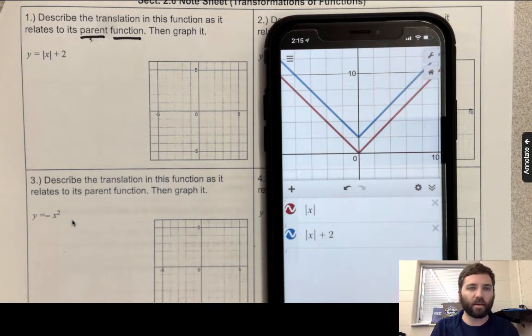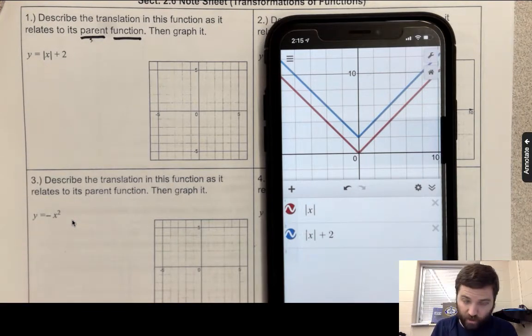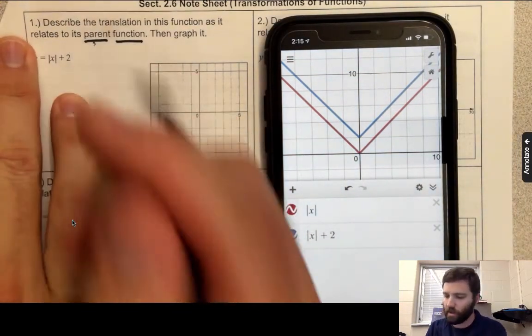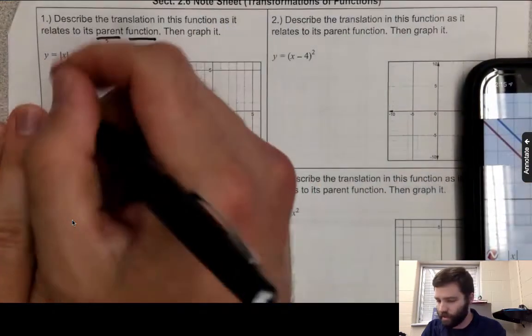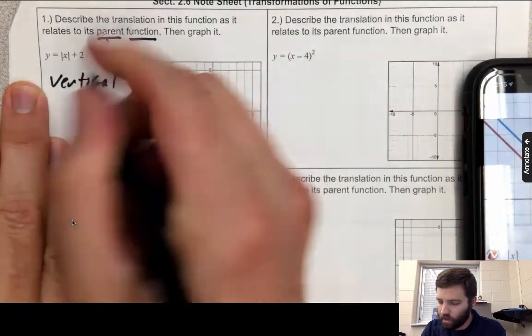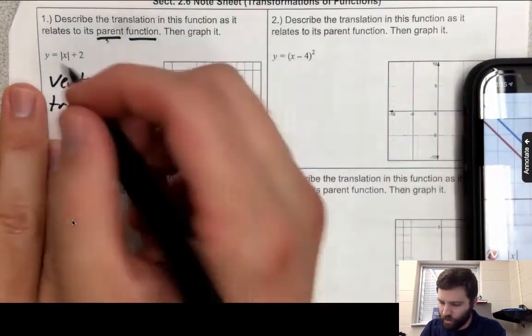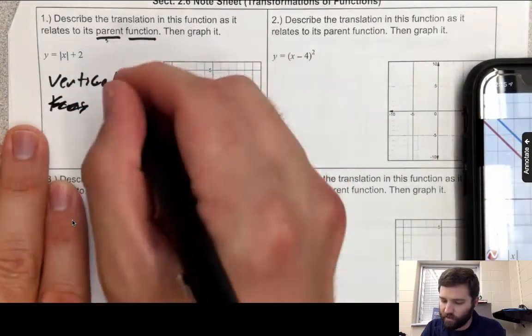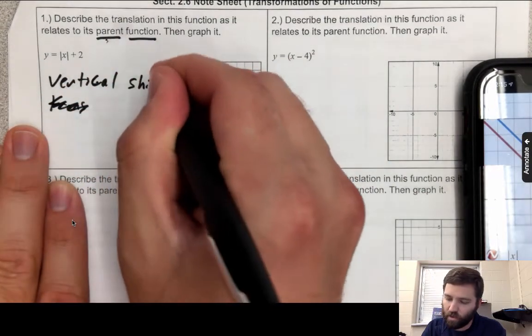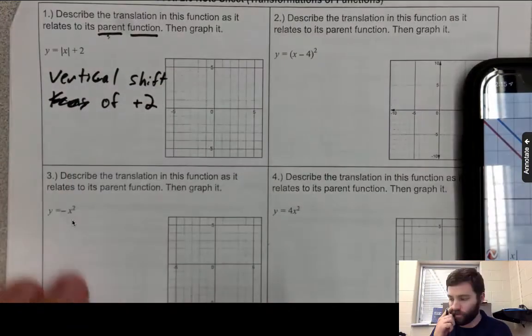So what is the description here? Well, it's been vertically translated by 2 units. So we'd say vertical transformation. Here, you know what, actually, you can just say vertical shift. So vertical shift of plus 2. Okay, so that means it's been moved up 2.